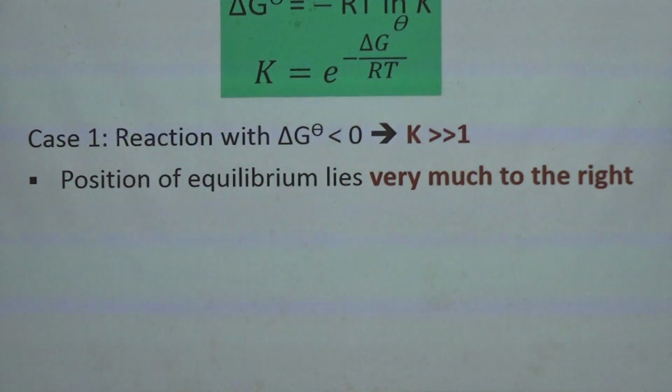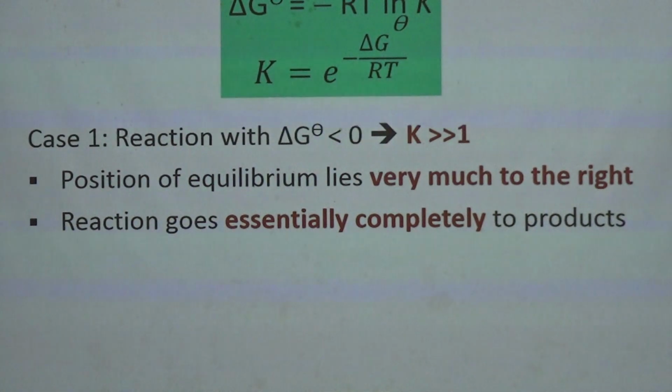K is the concentration of product at equilibrium raised to the appropriate power over concentration of reactant at equilibrium raised to the appropriate power, right? So it's concentration of product at equilibrium over concentration of reactant at equilibrium. If K is larger than 1, naturally you have more product than reactant, which means that the position of equilibrium must lie very much to the right. The reaction essentially goes completely to product.